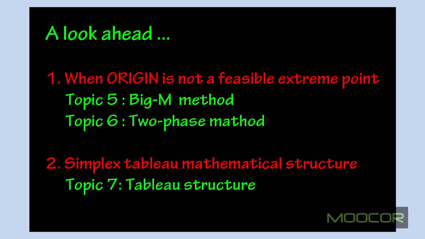Ahead of us, we will be looking at topics 5 and 6, in which we will discuss the cases where the origin is not a feasible extreme point, and of course we'll be looking at the simplex tableau mathematical structures.